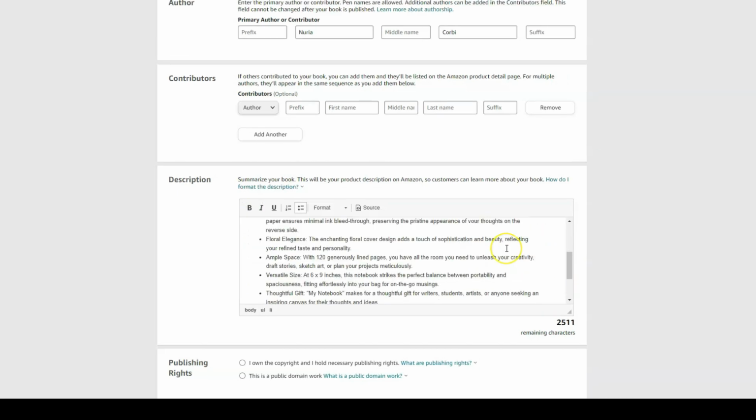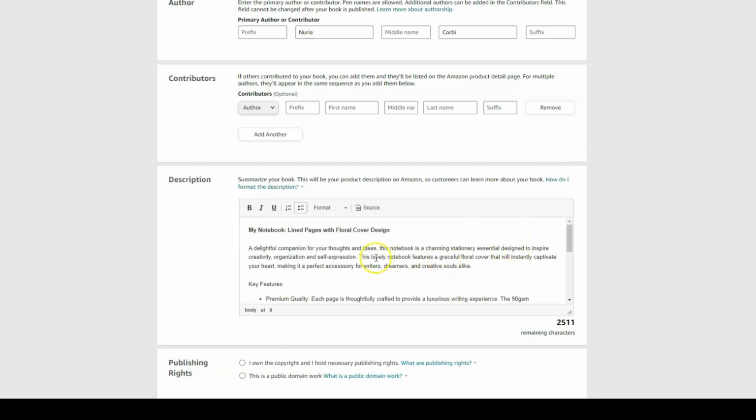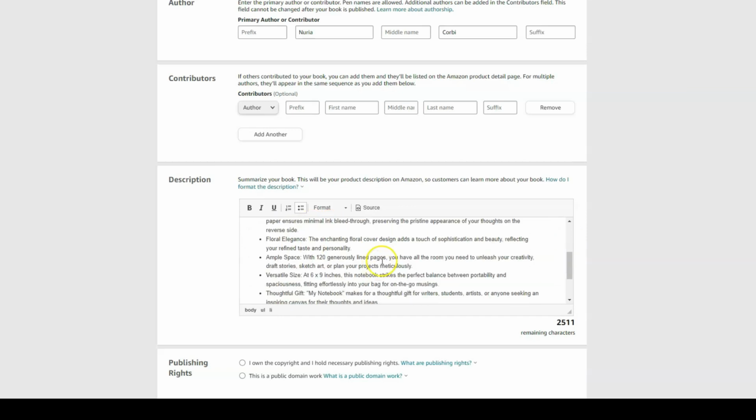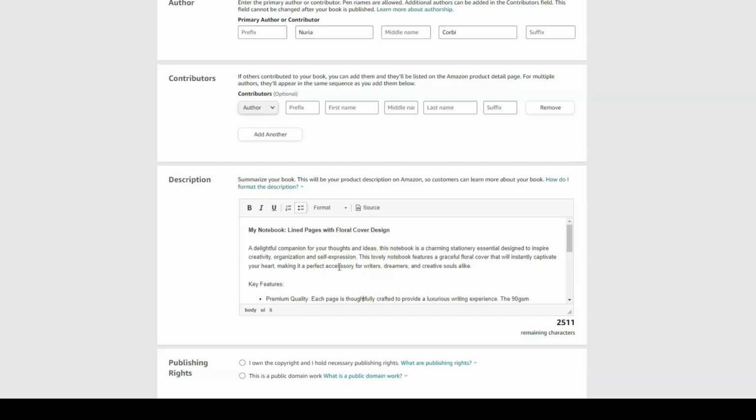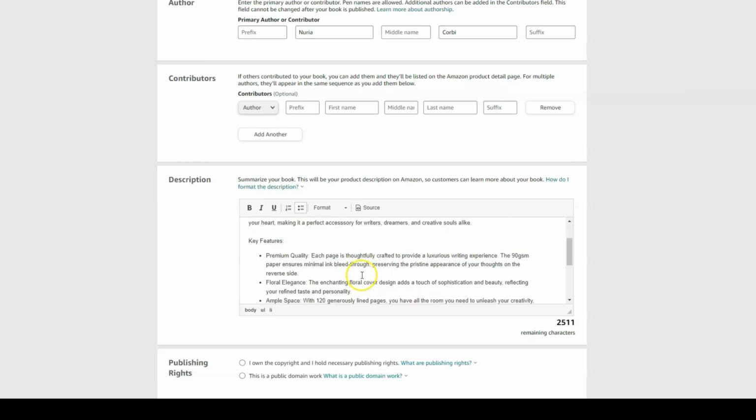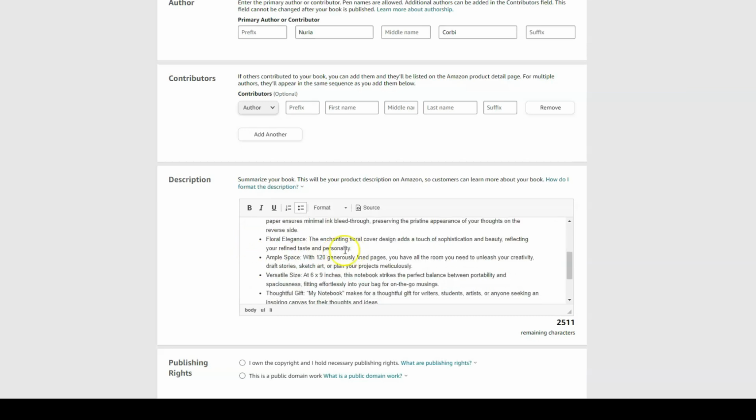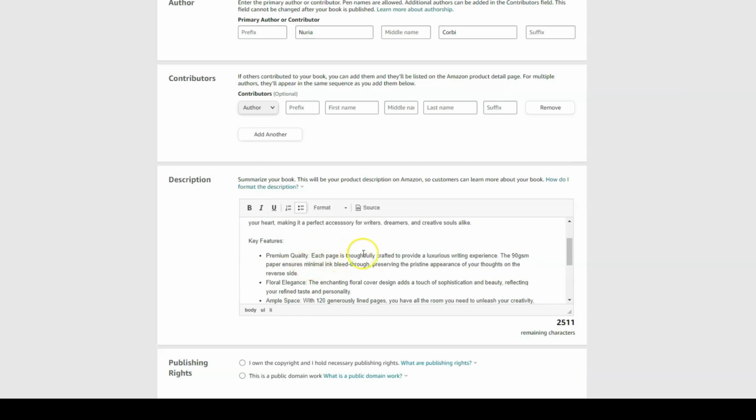Okay, so I've got my description now, and you can really be creative with this. I always have my title and subtitle at the top, and then I write a little bit about what the product is. In this case, it's a notebook. And I also say a little bit about what it looks like, about the cover. And then what I really like to do is I like to have key features, and then I do them in bullet points. So the key features could be something about the book, like I've mentioned, the premium quality.